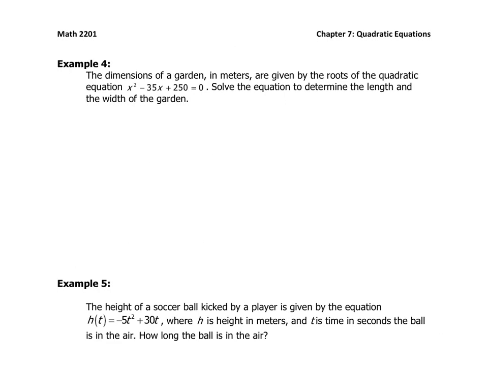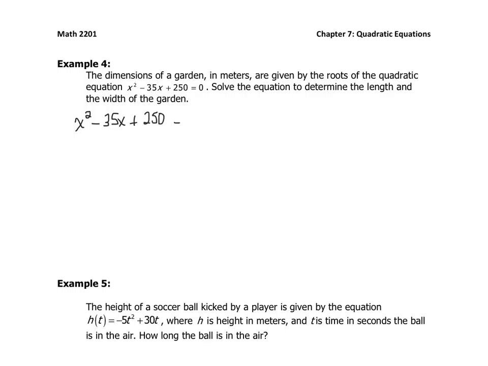Example 4 is kind of putting it into a word problem. It says the dimensions of a garden in meters are given by the roots of the quadratic equation x squared minus 35x plus 250 equal to 0. Solve the equation to determine the length and width of the garden. So the only way you know how to solve so far is by factoring.